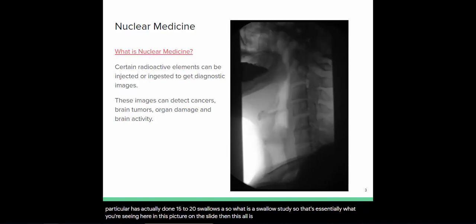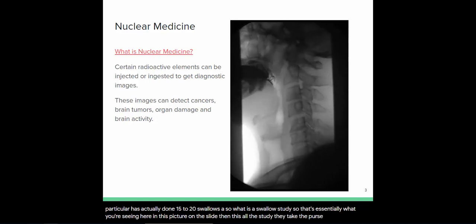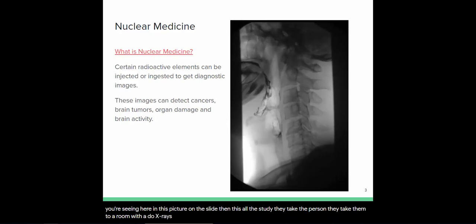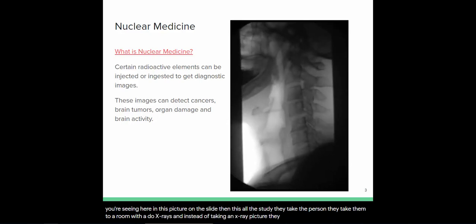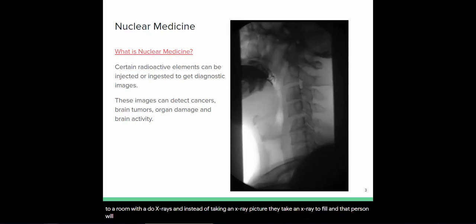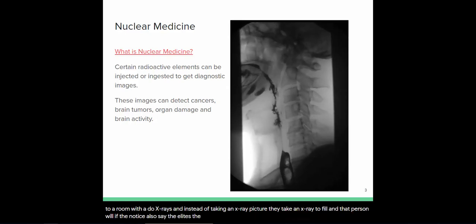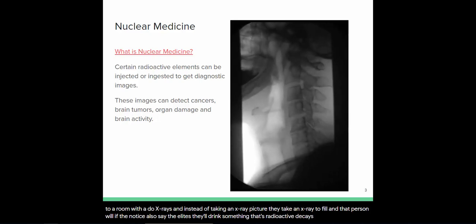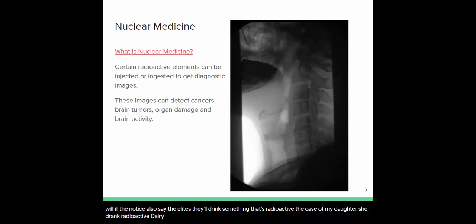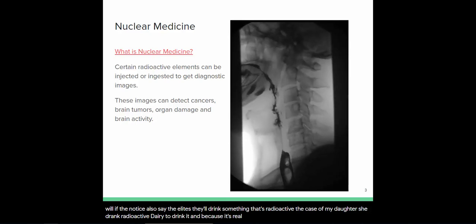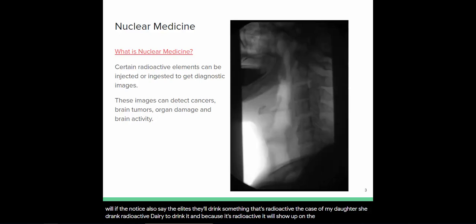In a swallow study, they take the person to a room where they do x-rays. And instead of taking an x-ray picture, they take an x-ray film. And that person will drink something that's radioactive. In the case of my daughter, she drank radioactive barium. Okay? She would drink it, and because it's radioactive, it will show up on the x-ray scans.